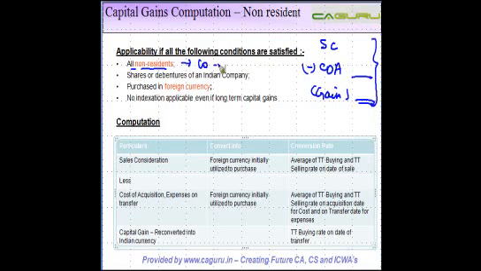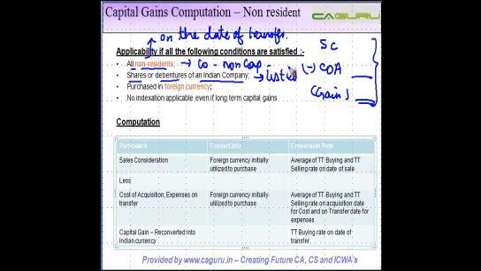So whether you are a company or a non-corporate assessee, if you are a non-resident on the date of transfer. Please note, you have to be a non-resident on the date of transfer. If you acquired the shares as a non-resident, but on the date of transfer you are a resident, then this section is not applicable. And you acquire the shares or debentures of an Indian company, which can be listed or unlisted.